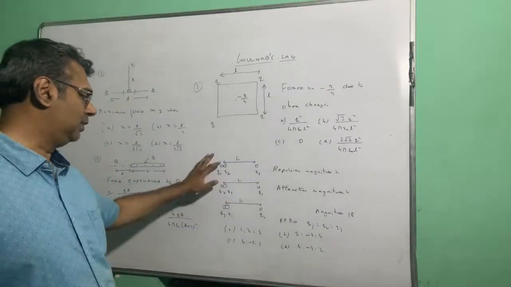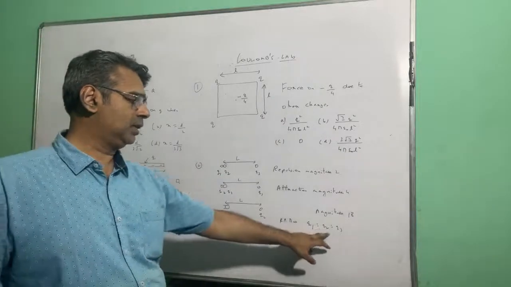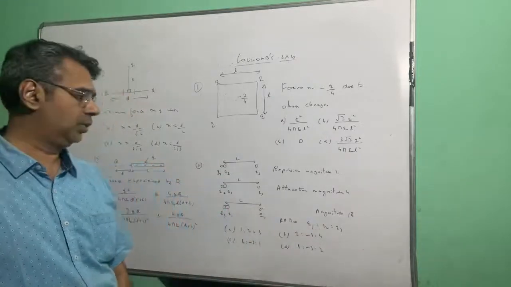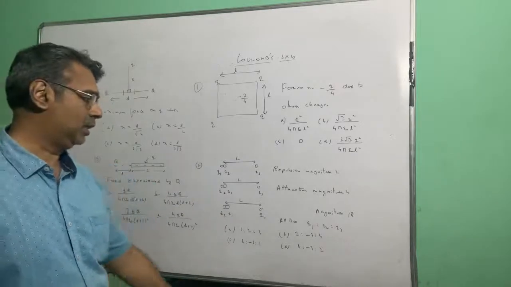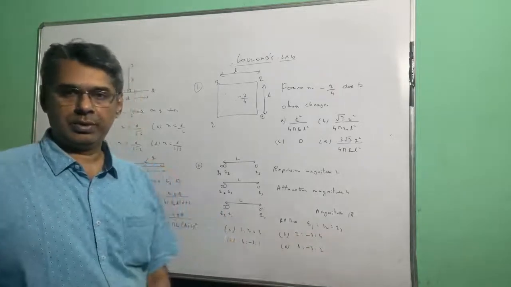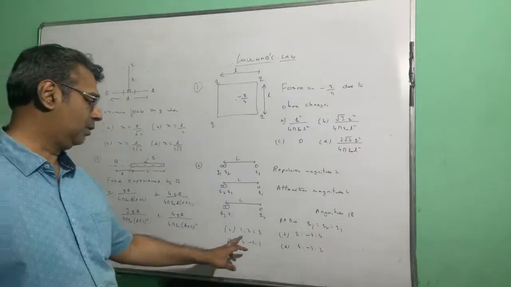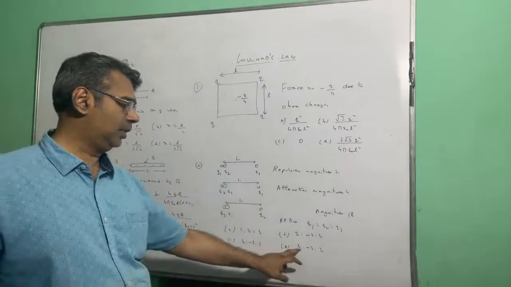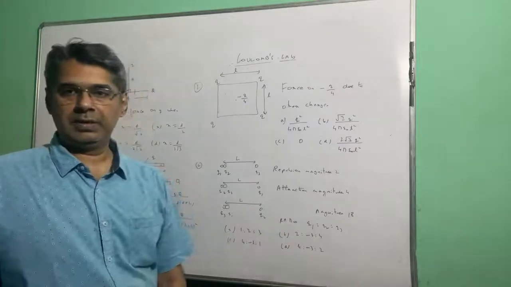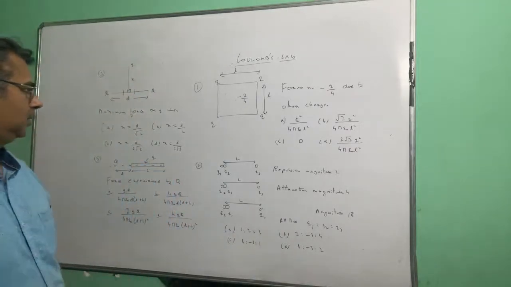The question is that with this background, you have to say what is the ratio of q1 is to q2 is to q3. So with this as your starting point, you will have to say what is the ratio of q1 is to q2 is to q3. And the options are 1 is to 2 is to 3, 2 is to minus 3 is to 4, 4 is to minus 3 is to 1, and 4 is to minus 3 is to 2. So these are the 4 options.